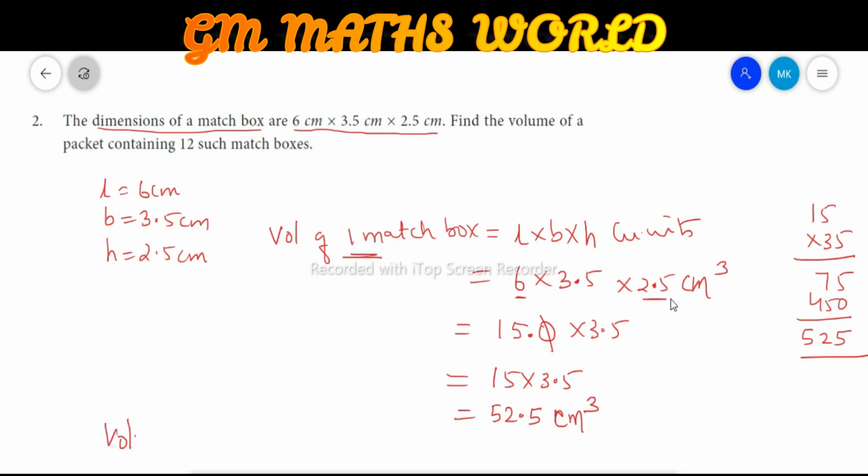Now we have to find the volume of a packet containing 12 matchboxes.